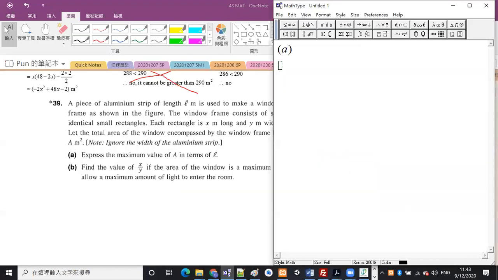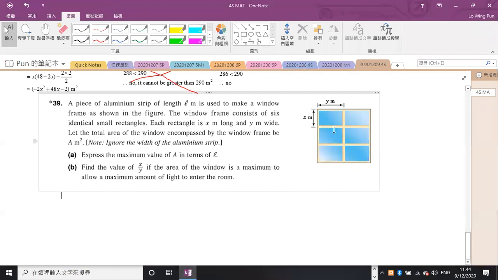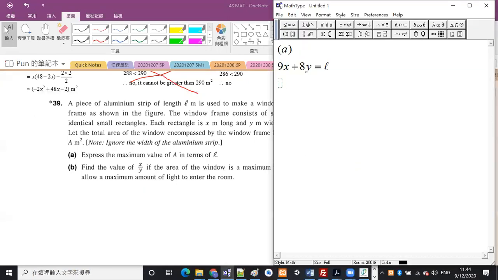So in part A, we know that 9x plus 8y is equal to L. Okay, because the total length of the aluminium strip is 9x plus 8y. It's okay. And then the A is the total area of the windows. Okay, one small rectangle is equal to x times y. And then in this diagram, there will be 6 rectangles. Okay, so A will be equal to 6 times xy.